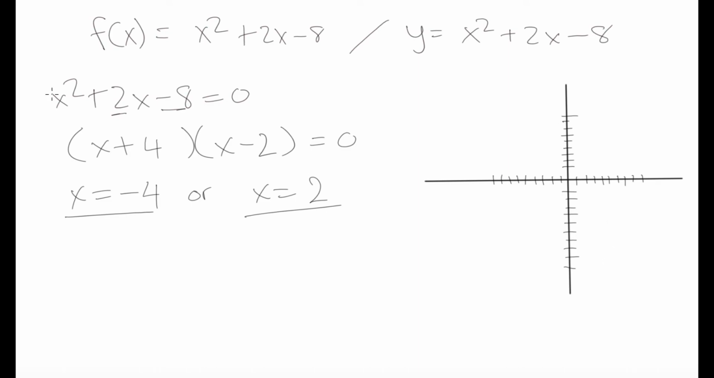And we know that our two x-intercepts are going to be -4 and 2. So -4 is going to be 1, 2, 3, 4. This is going to be -4. And x is equal to 2 is going to be over here. So those are our two x-intercepts.